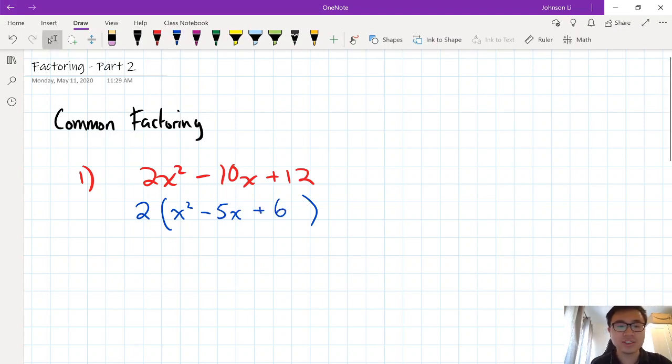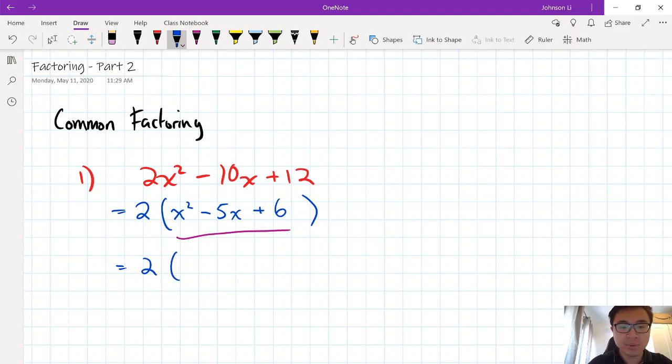Okay, and essentially all I did once again is pull out a 2 from every single one of these terms. Okay, so 2x squared divided by 2 gives me x squared. -10x divided by 2, that gives me -5x. 12 divided by 2, that gives me 6. And now what we do is factor out the remaining terms inside our bracket. Okay, so this is equal to that. Make sure to keep our 2.